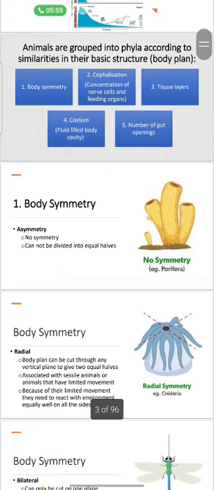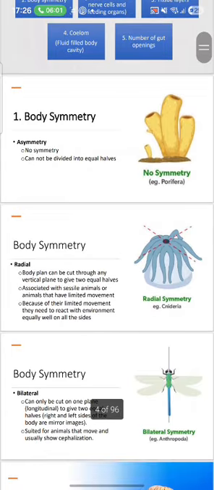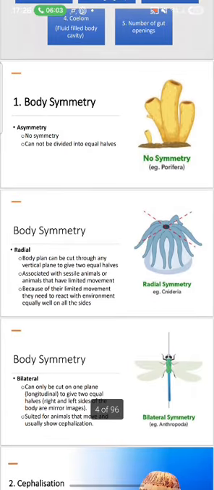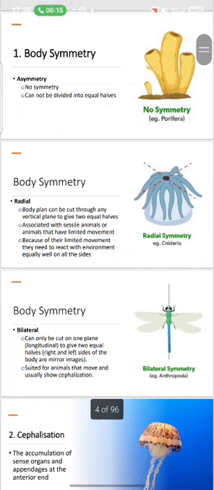The first one is asymmetry, which means there's no symmetry and the body cannot be divided into two equal halves. Then radial symmetry, which is when the body plan can be cut through any vertical plane to give two equal halves. It is associated with sessile animals, or animals that have limited movement. Because of their limited movement, they need to interact with the environment equally well on all sides.